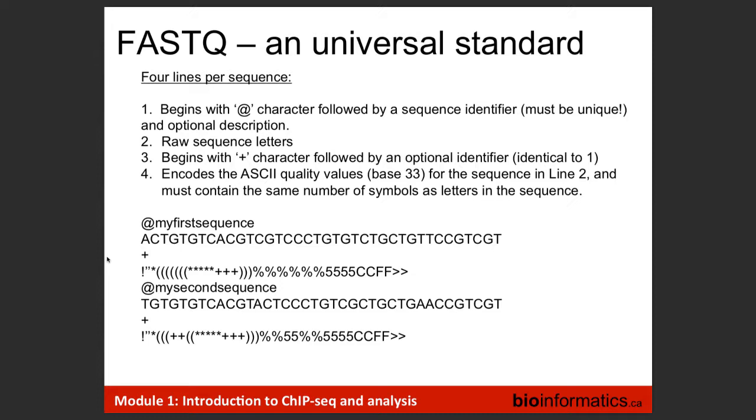The FASTQ file was developed by the Sanger Center as a way of encoding NGS data. When next generation sequence data was first generated, it was all just FASTA files, with no associated quality. The FASTQ file was a way of collapsing the sequence and the quality together into a standardized format, and then it was adopted worldwide and has become the standard. Again, ASCII is encoded in base 33, so remember that, base 33 encoding for the qualities.